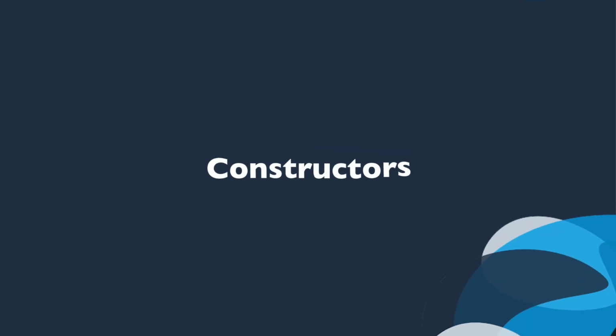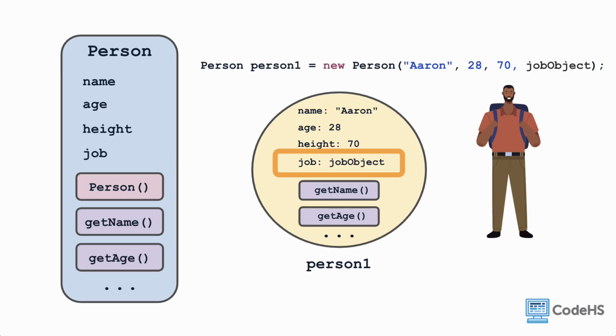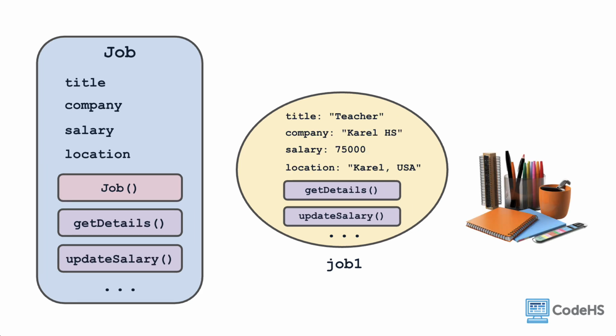Hi again. In this video, we'll continue learning more about writing and using constructors. In the last video, we talked about the fact that you can even use other objects as attributes, like a job object that contains specific data and behaviors related to a job. For example, here is a job class that can make job objects. It has attributes like title, company, salary, and location, and methods like getDetails and updateSalary.